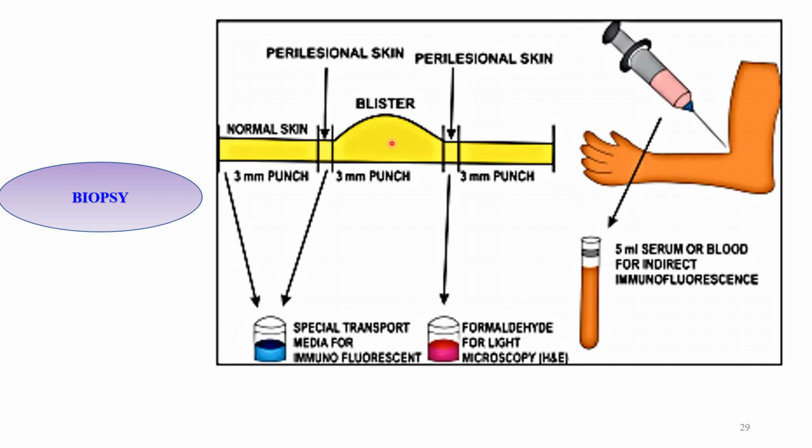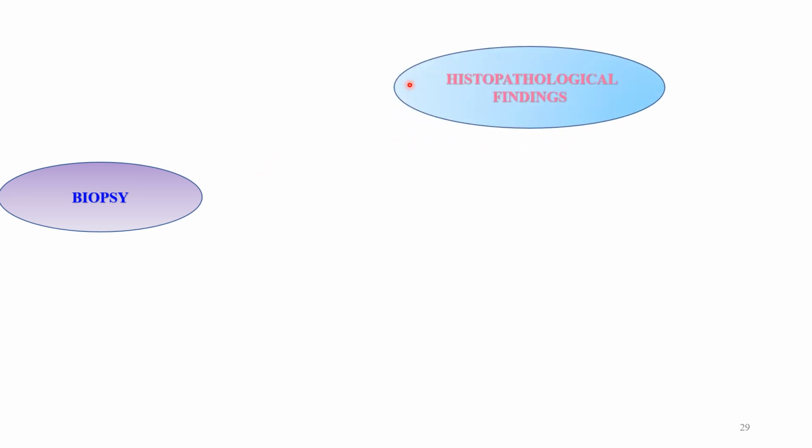So either 2 biopsies are taken or 1 biopsy is divided into 2 specimens, and one should be transported in normal formalin for histopathological examination, and the other should be carried in a special medium, that is Michel's medium, for further molecular testing. So the biopsy is divided for histopathological findings and the molecular examination, that is direct and indirect immunofluorescence techniques.